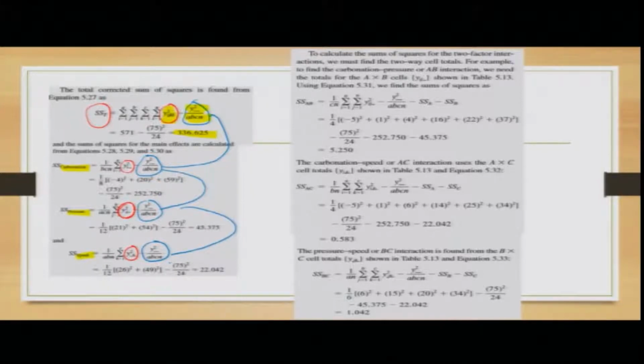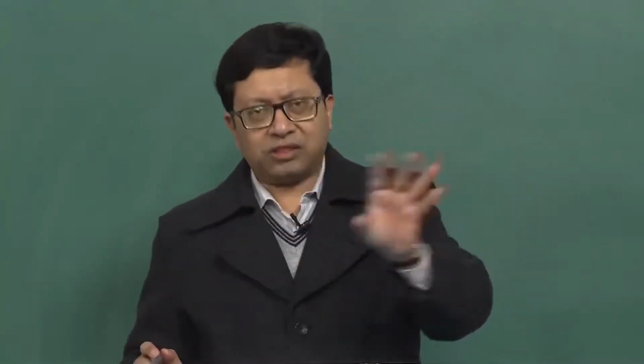So, here it will be SSAB. I will read it. To calculate the sum of the squares for the two-factor interaction, as I just mentioned, we must find the two-way cell totals. For example, to find the carbonation and pressure, or the AB interaction, we need to find the total for all the cells of A into B, which is basically y i j dot dot. I am keeping i and j fixed at any particular level, i from 1 to small a, j from 1 to small b, but summing up for all the small c's and all the small n's.